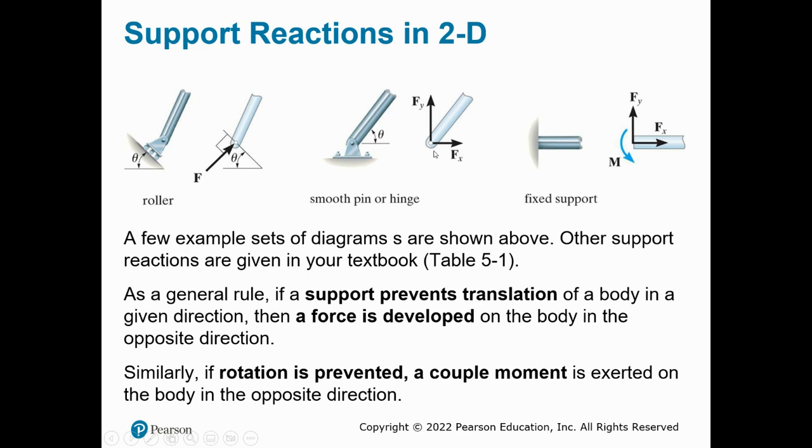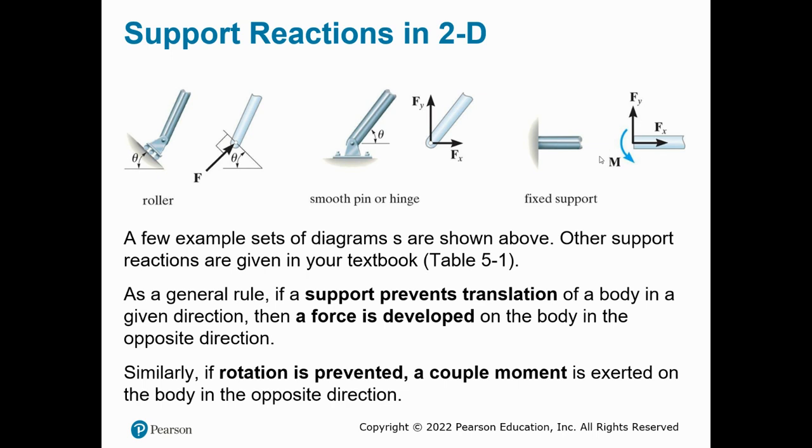For pin support, you have reaction forces Fx and Fy, horizontal reaction and vertical reaction as well. And then for the fixed support, you will have not only horizontal Fx and vertical Fy, you will also have the moment to prevent it from rotating as well. So the pin support you can rotate, right? But the fixed support you cannot rotate. So here's the example. This echoes what we talked about in the first example before, in that beam.